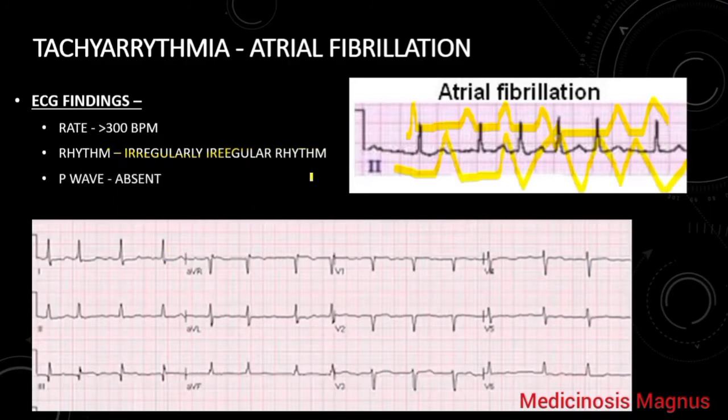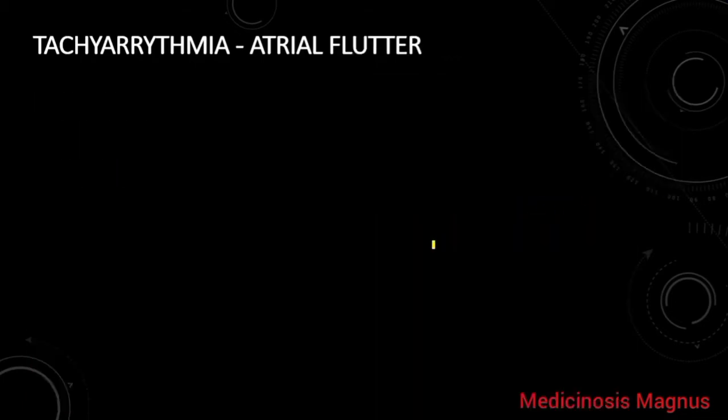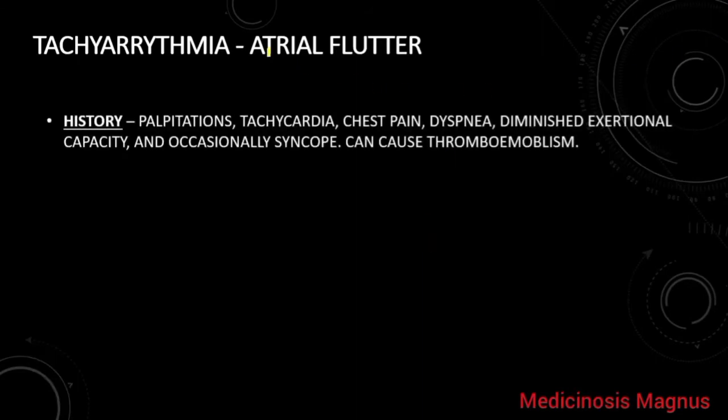And the P waves are absent here, as you can see. And the QRS is narrow. Most of the supraventricular tachyarrhythmias would have narrow QRS. Then next one is atrial flutter.